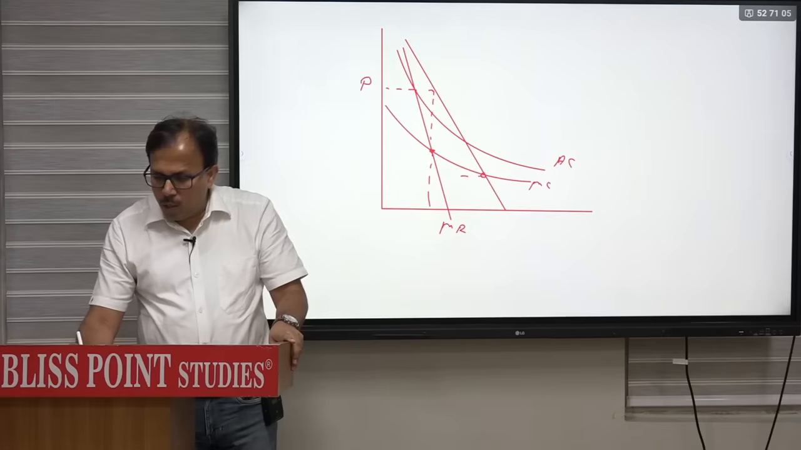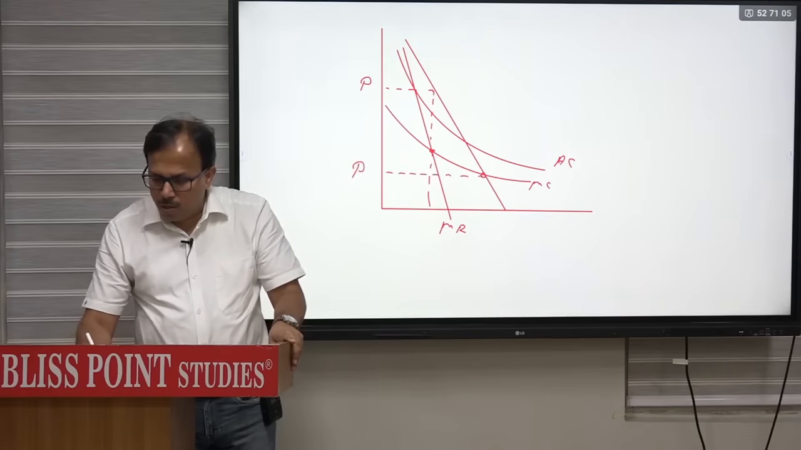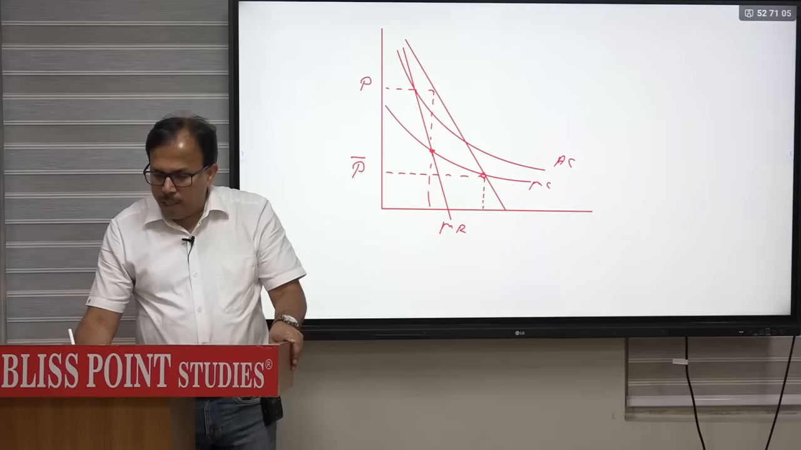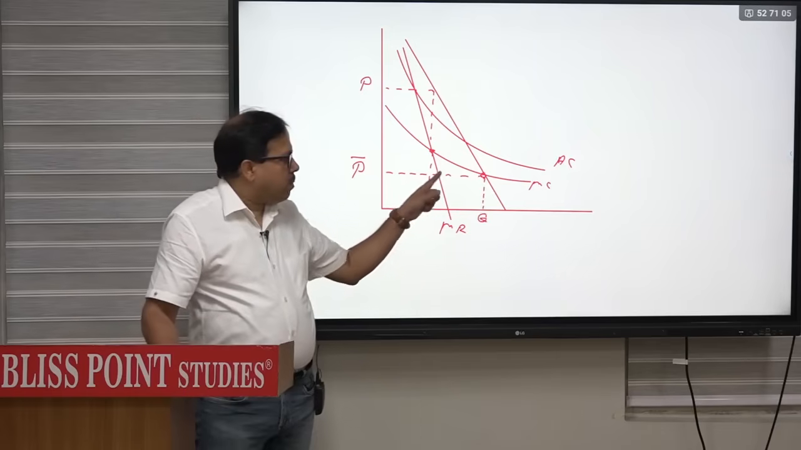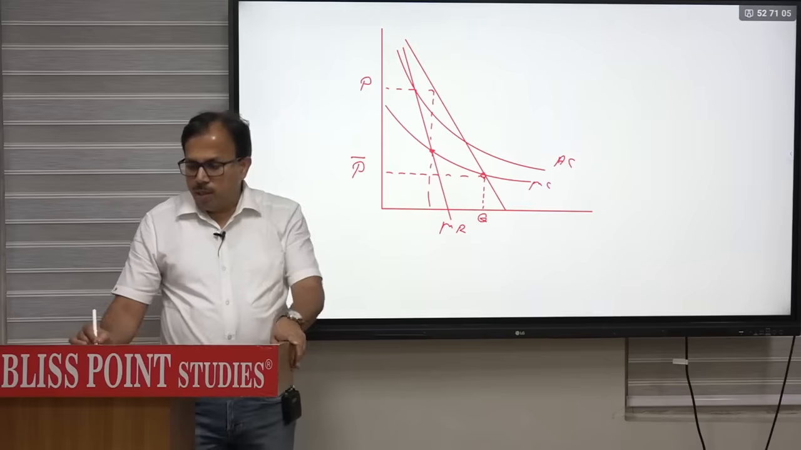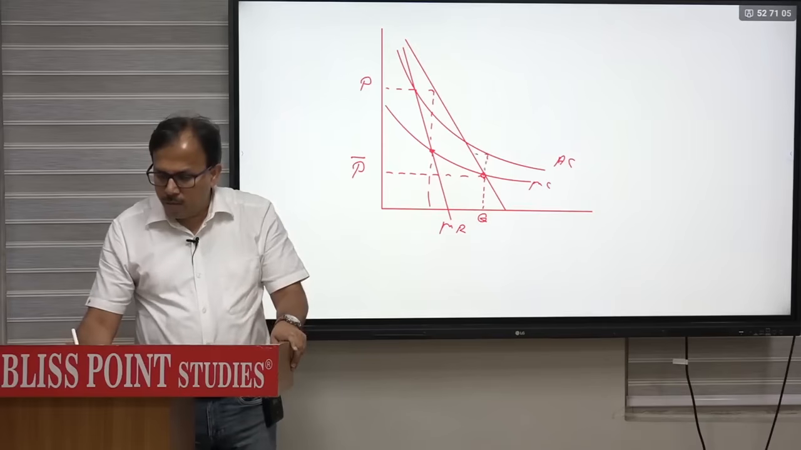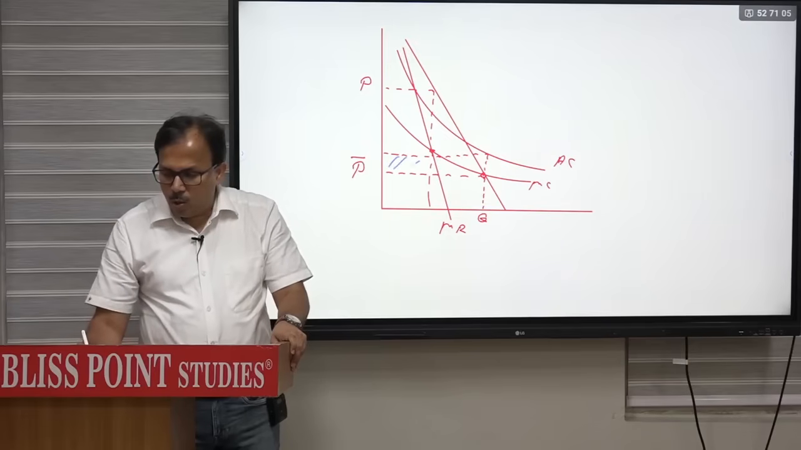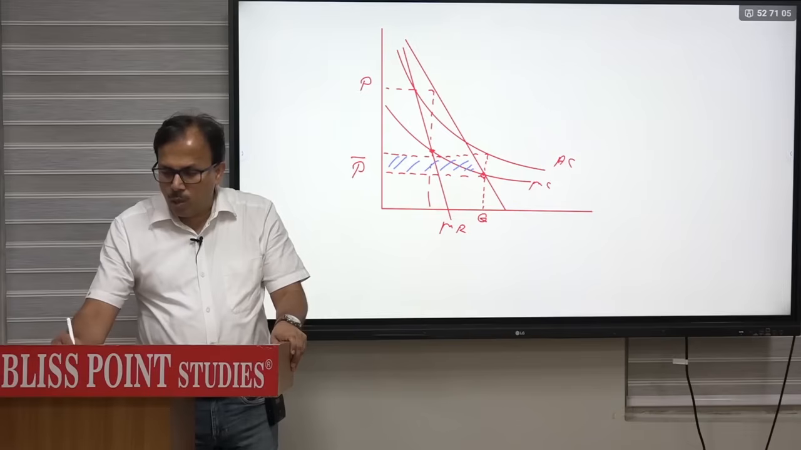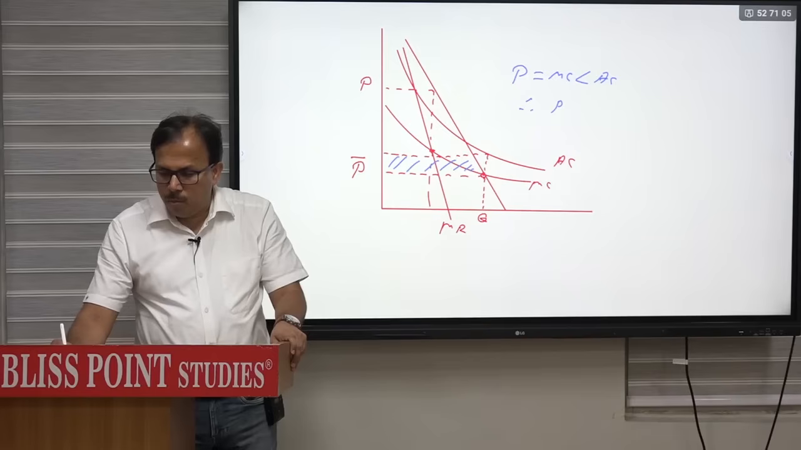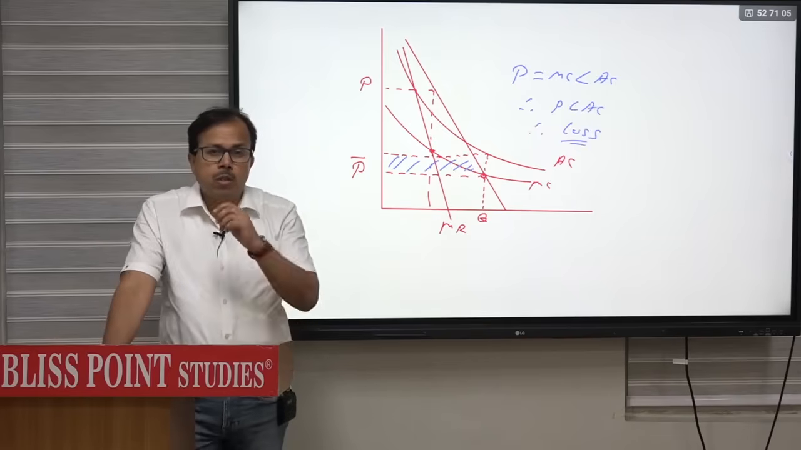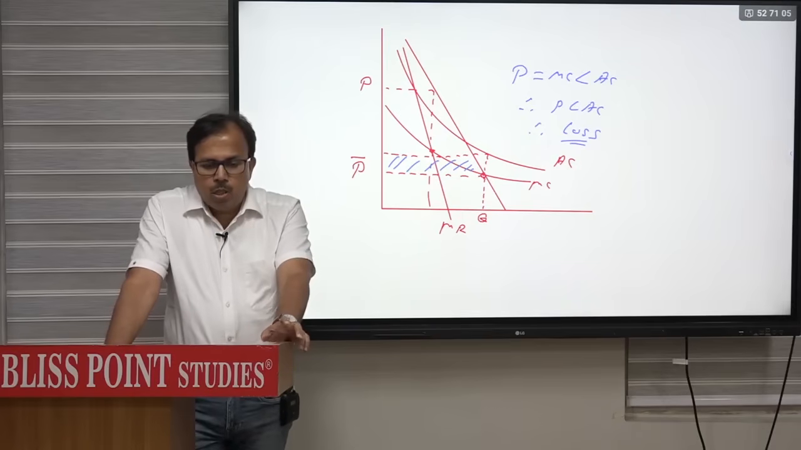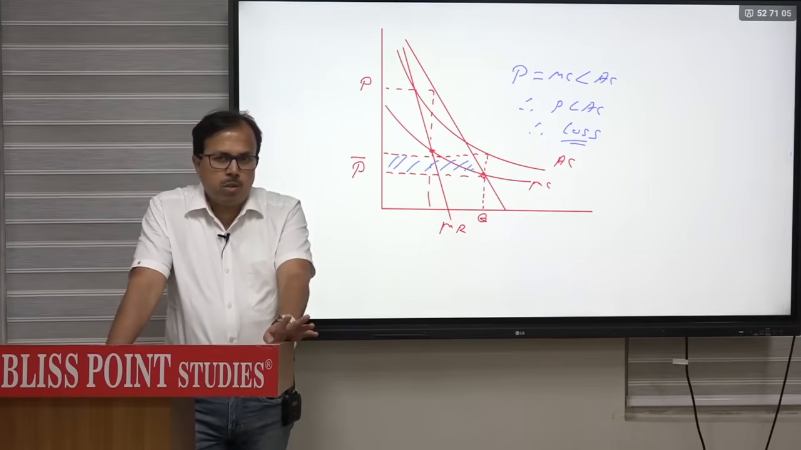So if the government tries to keep the price equal to the marginal cost, then at that price the quantity will be this. So P into Q will become the revenue, this area. But for that quantity, average cost is higher. If average cost is higher, then total cost will be more. So this area will turn out to be a loss. So if you try to keep price equal to MC, where MC is less than AC, then price will become lower than AC, which means there will always be a loss. A monopolist cannot operate at a loss continuously. So that is why a monopolist cannot be forced to charge a price equal to the marginal cost.